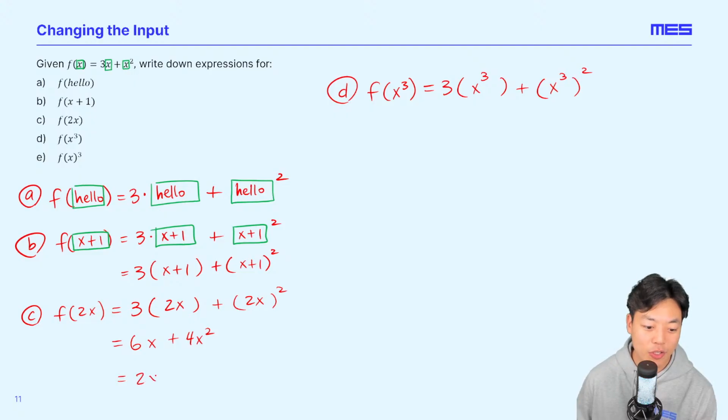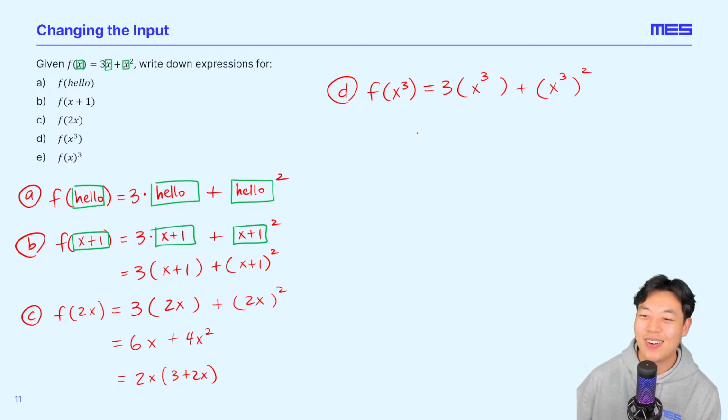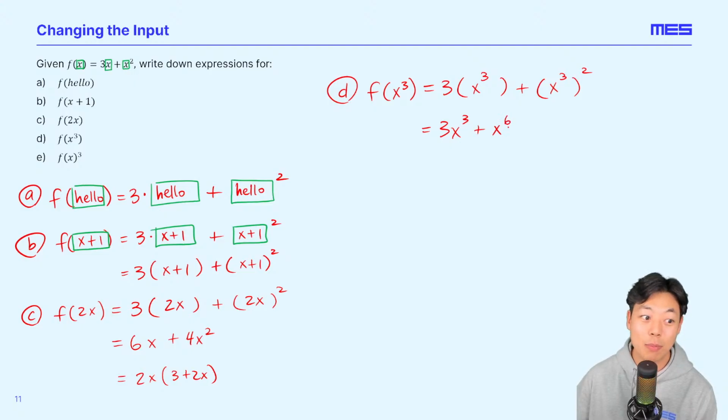And that would have gotten you 2x times 3 plus 2x, something like this, just for fun. All right, now for here, we can get 3x cubed plus x to the 6th power, because whenever we have a power to another power, we can multiply those two powers.